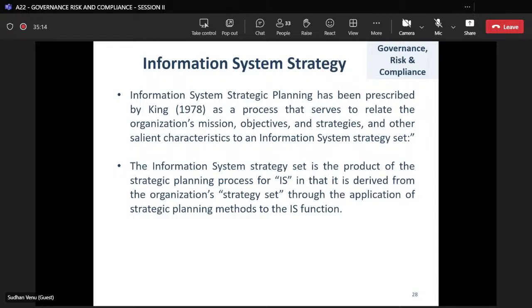So what is the information strategy set? It is the organization's missions, objectives, strategies, and other salient features, that is, characteristics of the information system that are set in terms of strategy. The product of the strategic planning process for IS, the information system, is derived from the organization strategy set through the application of the strategic planning method to the IS function. So from the strategy set, they have that strategy planning in terms of information systems, which is applicable to the strategy planning method.